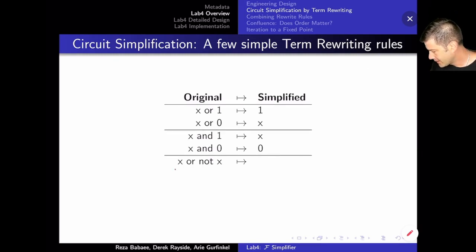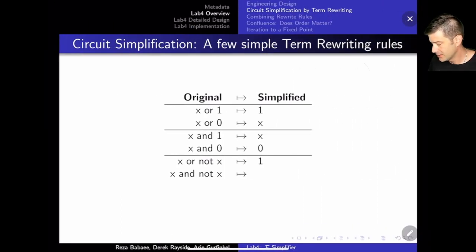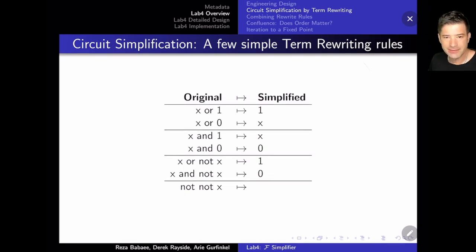Let's look at the next one. We have x or not x. Well, that particular thing, if we draw a truth table for it, it's always going to be 1. And whenever we do x and not x, if we draw a truth table for this, this will always be 0. We also have double negation. If you apply negation twice, then the truth table of this is the same as no negation at all. So this is just x.